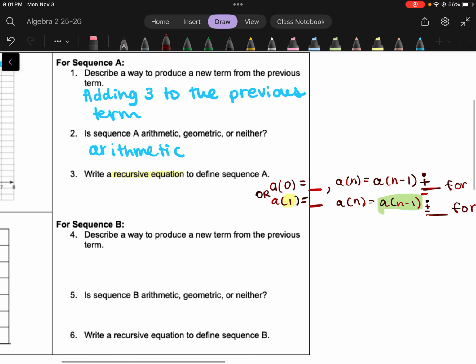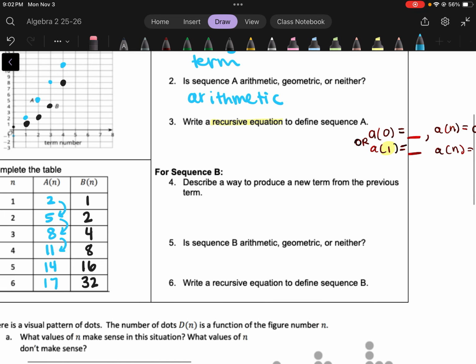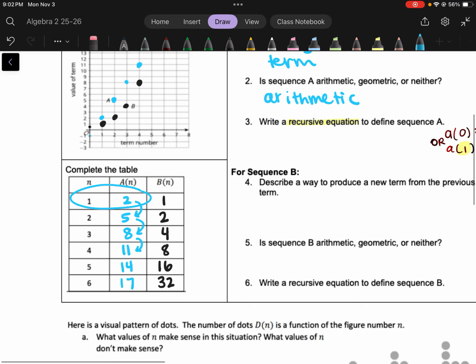Okay, so let's try this one. So I'm going to start with the first term since that's what we have in the table. So in the table, the first term is 2.